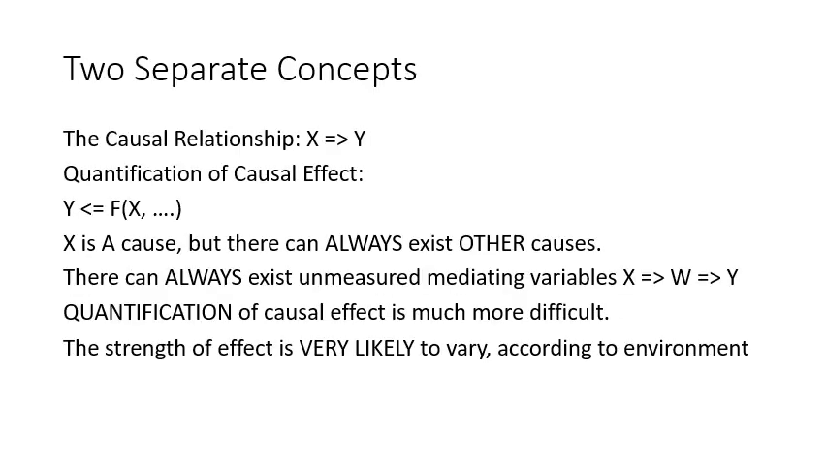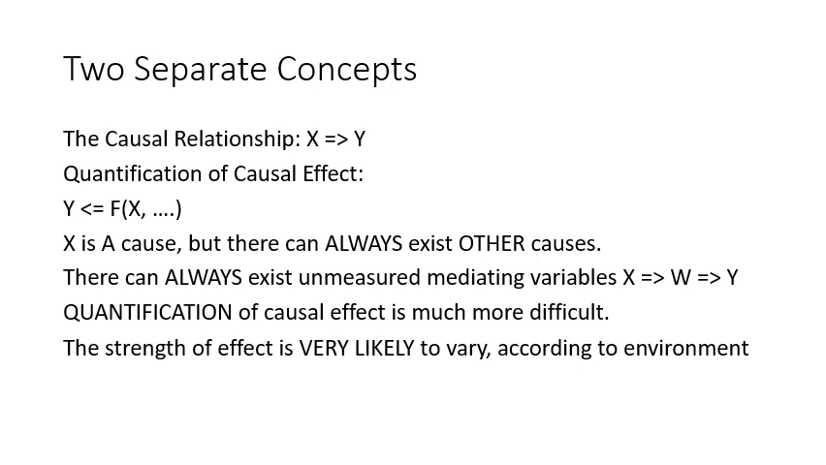To clarify the confusion, we have to separate two concepts. One is the causal relationship, X forward arrow Y, and the other is the attempt to quantify the causal effect, which we will write as Y back arrow function of X and other variables. When you have a causal relationship, this never denies the possibility of other causes. When we say X is a cause of Y, it's possible that there are many other causes, and it's even possible that there are mediating variables, that X is affecting Y through some intermediate value which we don't know about.